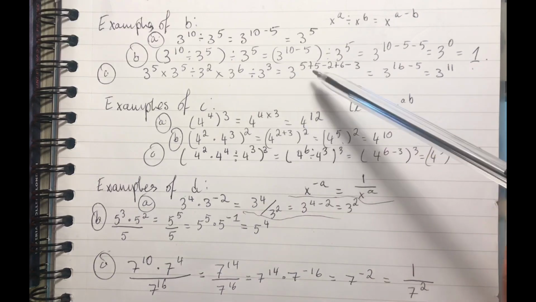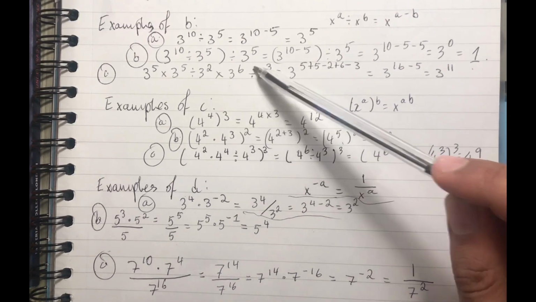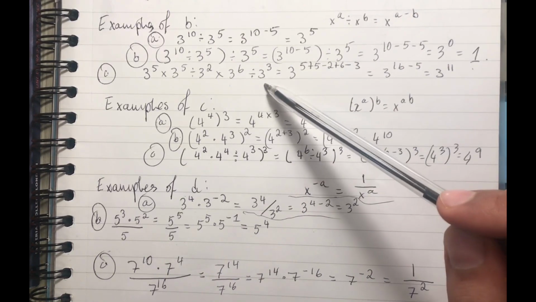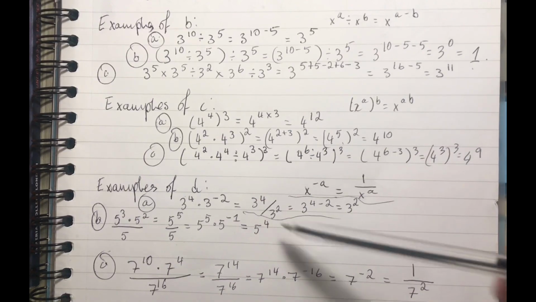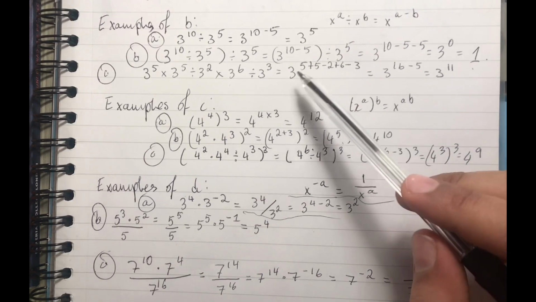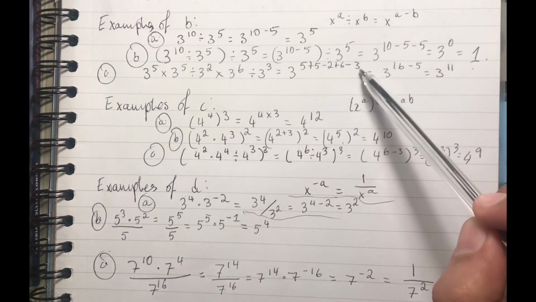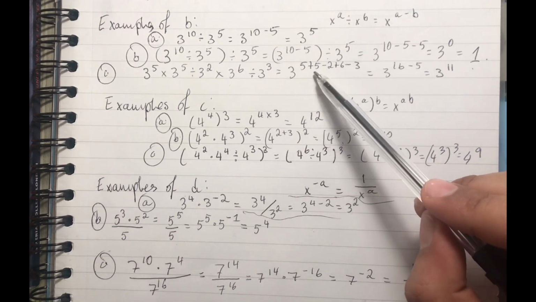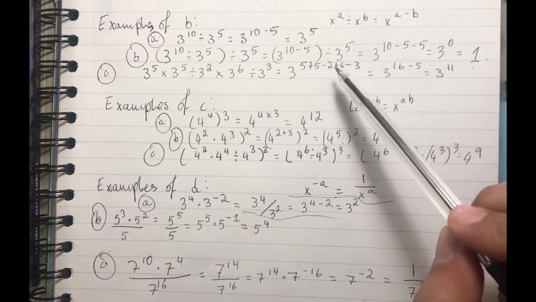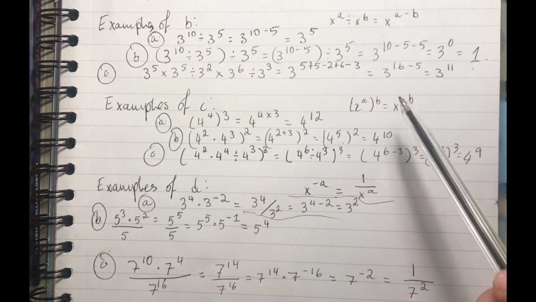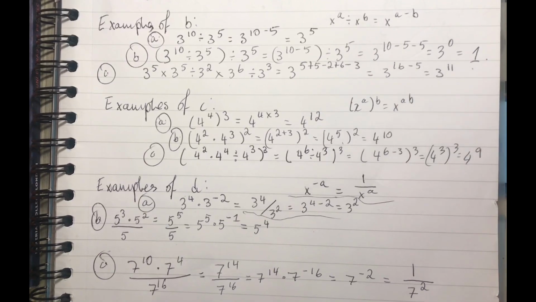Divided by 3 to the 2, you'll get a minus 2 over here. Times by 3 to the 6, you get a plus 6 over here. Divided by 3 to the 3, you'll get minus 3 over here. So if we put all the positive numbers together and all the negative numbers together, we get 5 plus 5 plus 6, which is 16, minus 2 and minus 3, which is minus 5. That'll simplify to 3 to the 11.